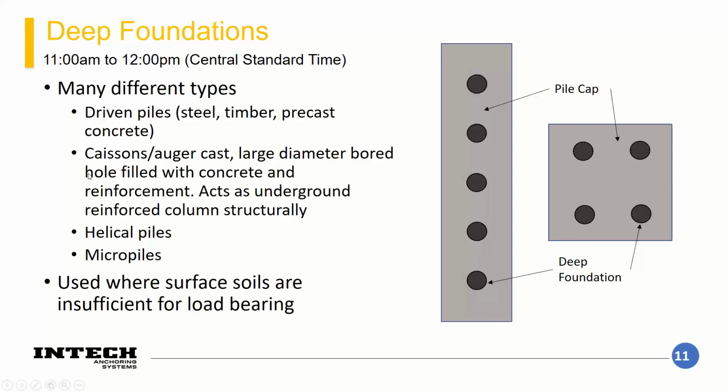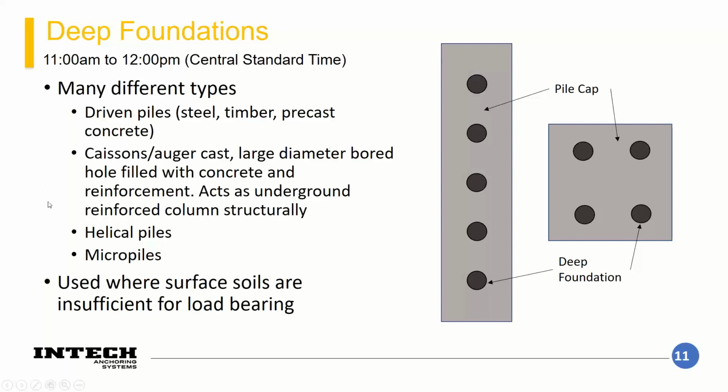And then another type is caissons, auger casts, drilled shaft, and all these might have different installation techniques, but the outcome is a large diameter bored hole that gets filled with concrete and reinforcement. And basically this acts as an underground concrete column to help support the structure.